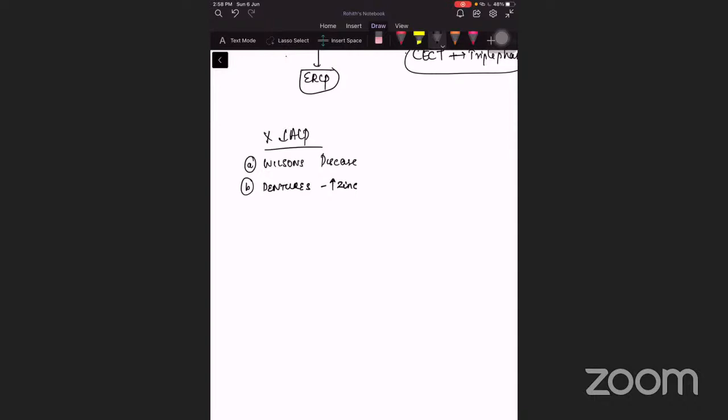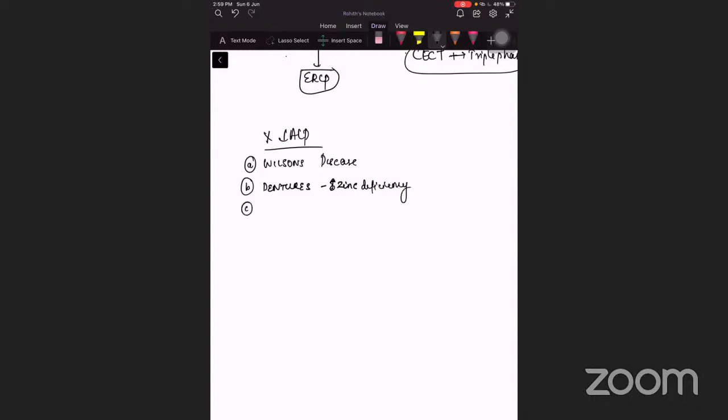Apart from that, there is one more condition called hyperphosphatasia. So that will also cause low amounts of ALP levels. So these are the causes where you are going to get variation in the ALP. Okay. So sorry, it's not zinc excess, it is zinc deficiency.